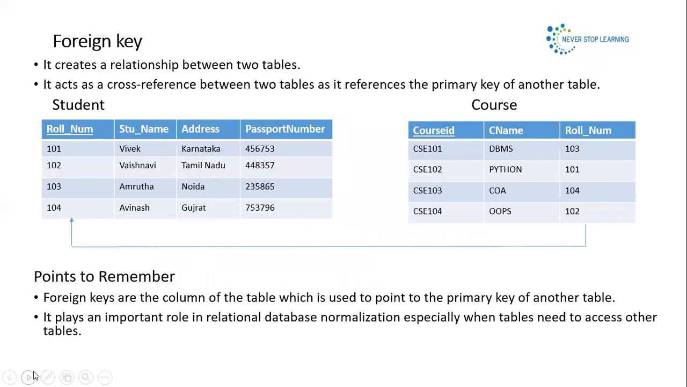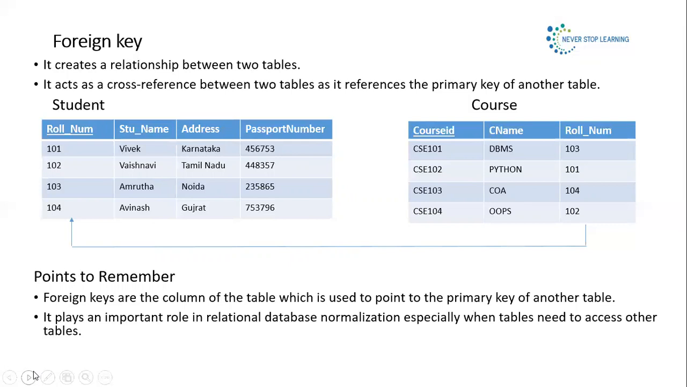Next we have foreign key. It creates a relationship between two tables. So basically a foreign key is a column, and its purpose is mainly to maintain data integrity and to allow navigation between two relations or two tables. That's why foreign key came into demand. It acts as a cross reference between two tables, as it references the primary key of another table.